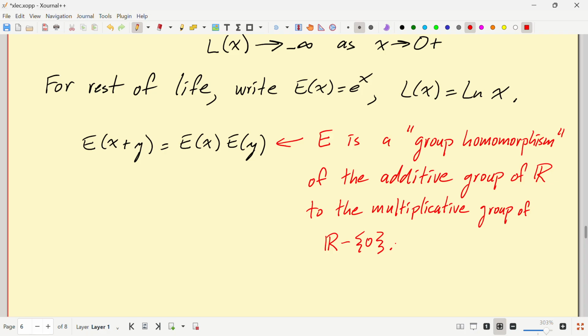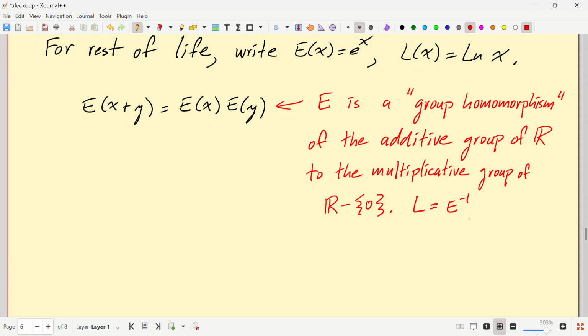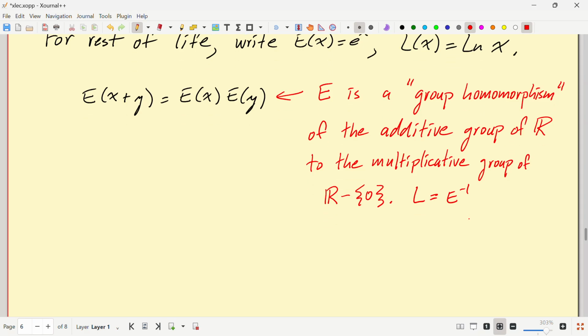And of course, the L is the inverse, and it's also a group homomorphism. So L is its inverse. And of course, the identity in the groups would be the 0 function for the additive and the 1 function for the multiplicative. And of course, they're exactly mapped to each other by those things. So that's an important algebra thing.